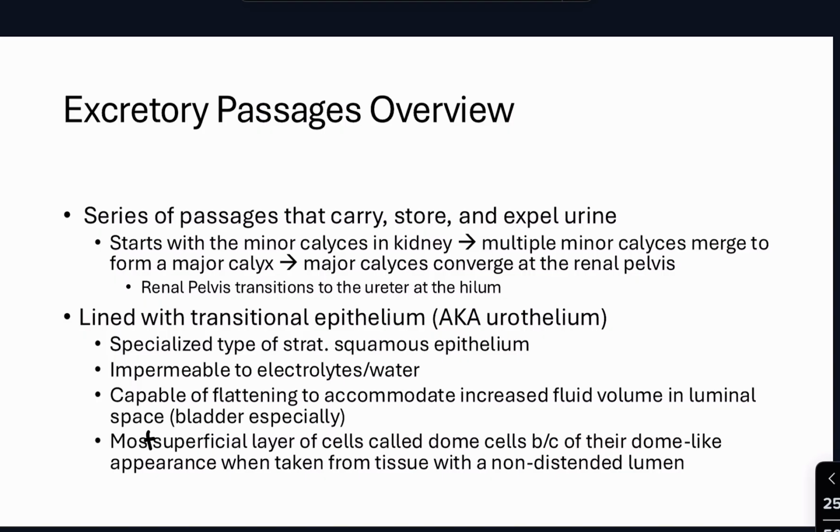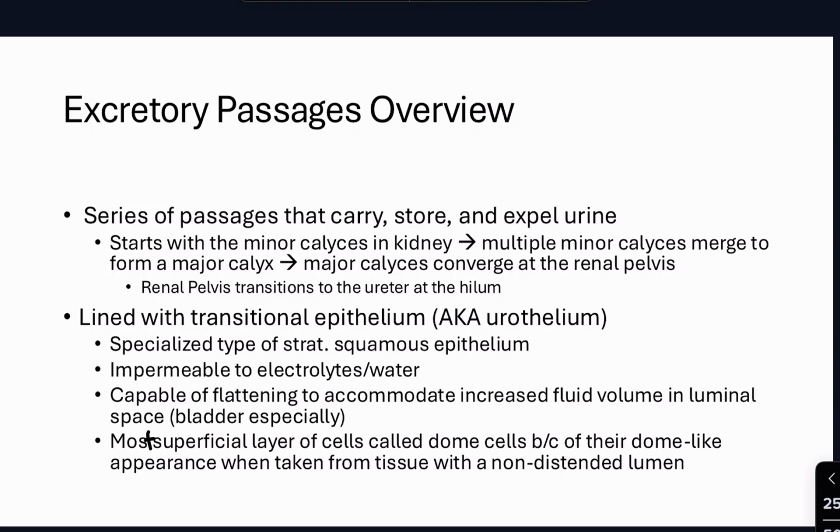And this is a very specialized type of stratified squamous epithelium that is impermeable to electrolytes and water, which makes sense. The nephron is going to be permeable to electrolytes and water in different parts of the tubules, but by the time it enters into the ureters, we're done. We're done with all of the filtration processes. So we're just transporting and storing after we leave the kidney.